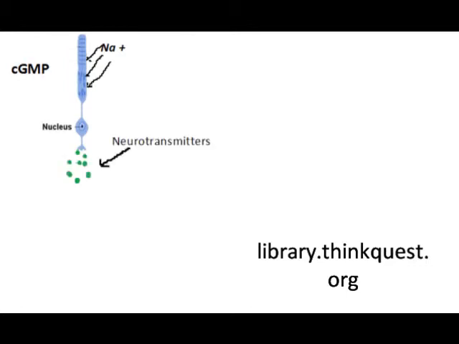Neurotransmitters are then released. Once the phosphodiesterase molecule is activated, it gets rid of the cyclic GMP, making it just GMP. The cyclic GMP gated channels will close and the neurotransmitters will stop being released.